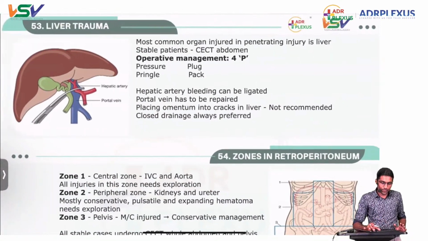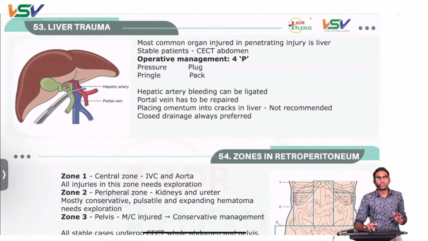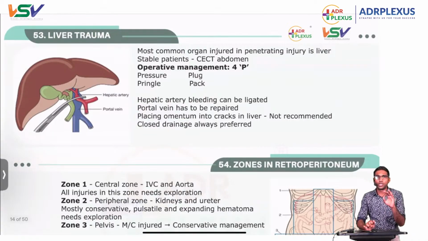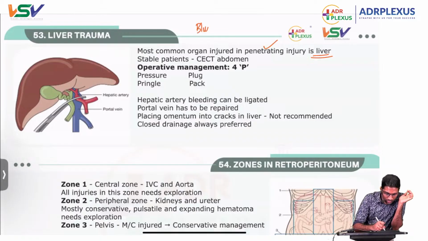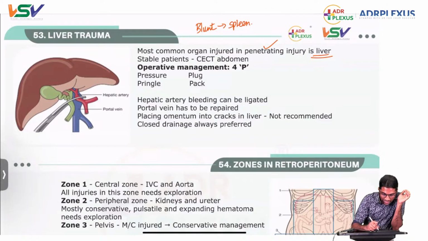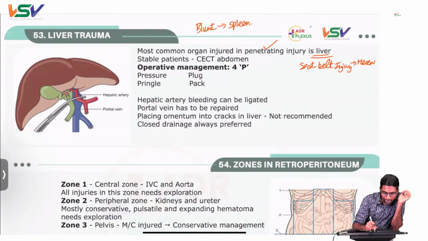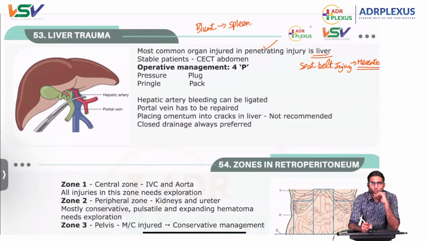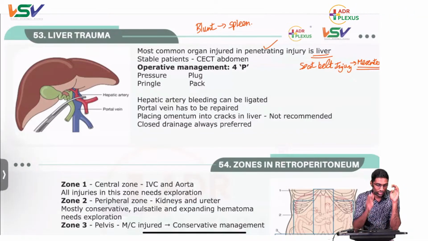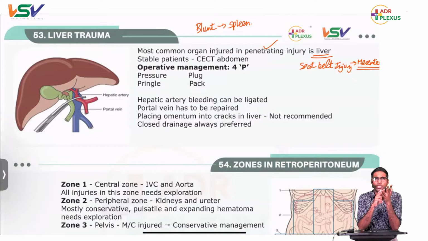Next, liver trauma. Now coming to the abdominal injuries. The most common organ injury in penetrating injury is always the liver. And if they mention blunt trauma, go for spleen. If they tell you seat belt injury, choose mesentery. Seat belt injury, most commonly mesentery. Blunt trauma, always spleen only. So take-home message, please remember liver trauma, spleen trauma.